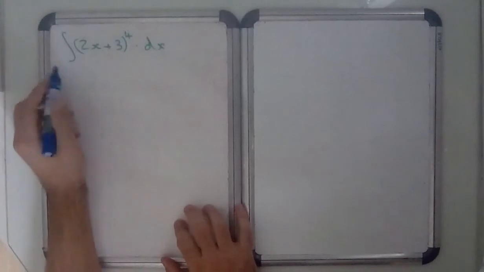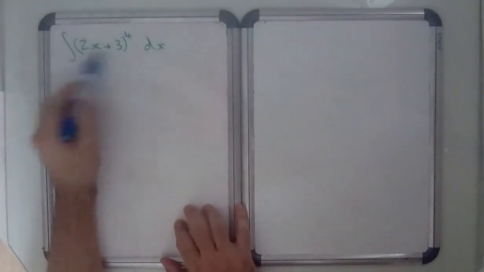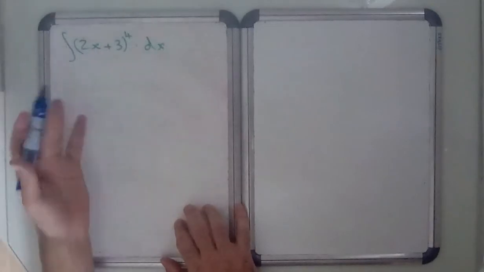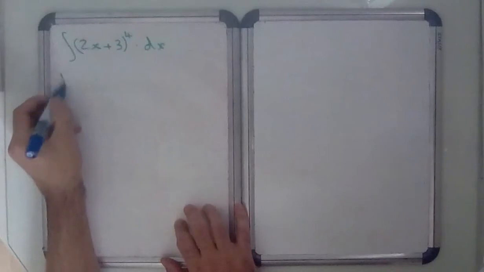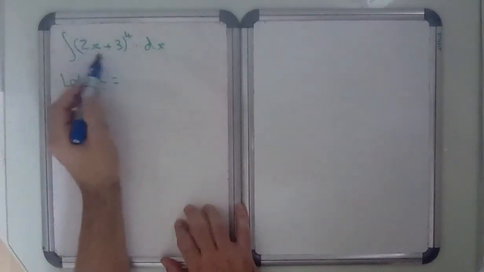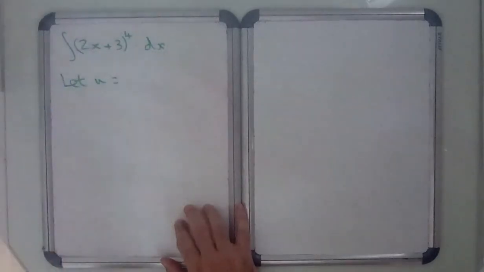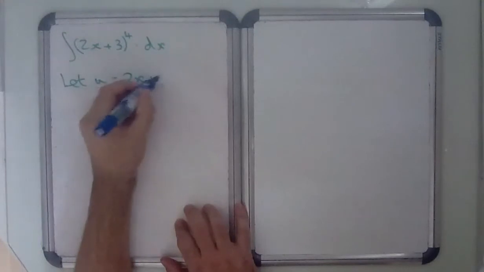So what I'm going to do is, there's kind of a function thing going on. If you were differentiating, you'd potentially use the chain rule and you might use a u. I'm going to use a u in exactly the same manner. So I'm going to say let u equal the function that's being raised, having another function performed on it. So u is going to equal 2x + 3.